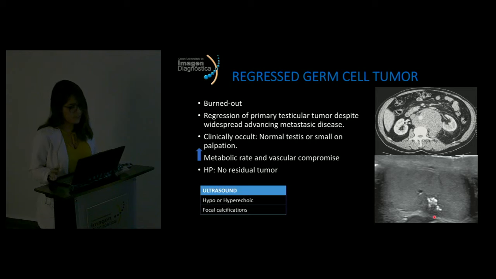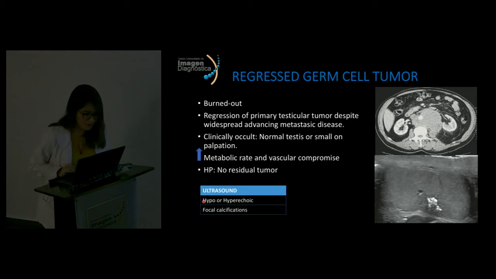So ultrasound is very important in the diagnostic approach to these patients because they will have very characteristic features, or they can be very small, and they will be detected just by this technique. And on ultrasound we can see hypo or hyperechoic masses with focal calcifications, as we can see in this example.